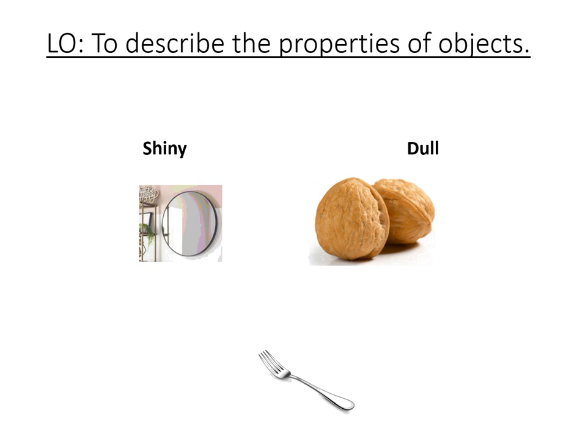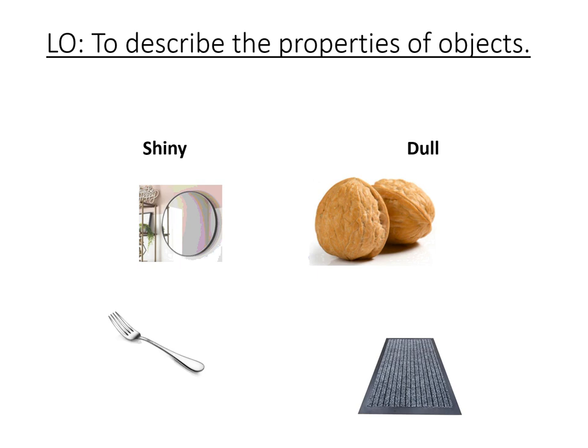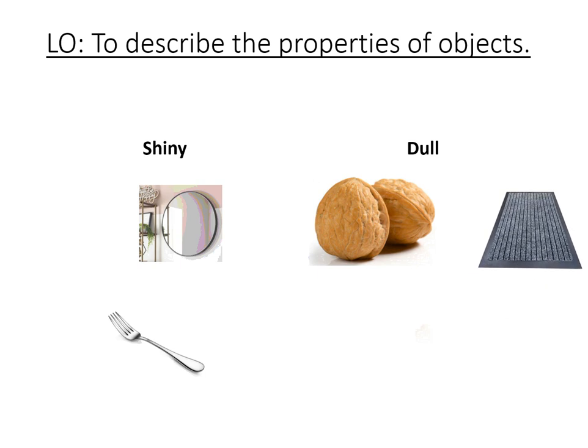And a fork. Shiny or dull? Well done, that's also shiny. If you held one up, you might be able to see your face in it. The mat. Shiny or dull? Pretty dull, isn't it? And the last one, the diamond. Shiny or dull? Well done, that's shiny as well.